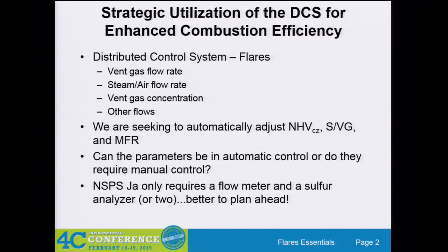For consent decrees, it's that 3-to-1 ratio. As long as they haven't adjusted it beyond 3-to-1, they are still considered in automatic control. But if you have a big event, something that's smoking really bad, and they have to go past 3-to-1, which they are allowed to do, then they're out of automatic, they're in manual, and the clock starts ticking. So it's a strange little thing. And luckily, with NSPS Ja, you don't have the control issue. So right now it's a consent decree and future MACT issue.